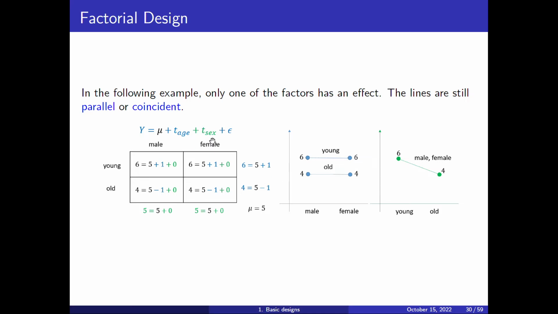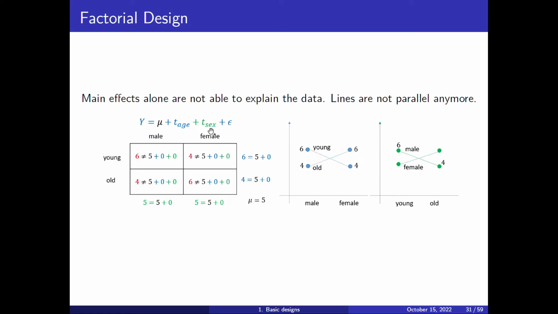So now if you make the same kind of plots that we were doing before, you see that these two lines are again parallel, but male and female are coincident, so it is the same line, and the reason is that there is no difference between males and females. So you have main effects if those line representations are parallel or coincident.